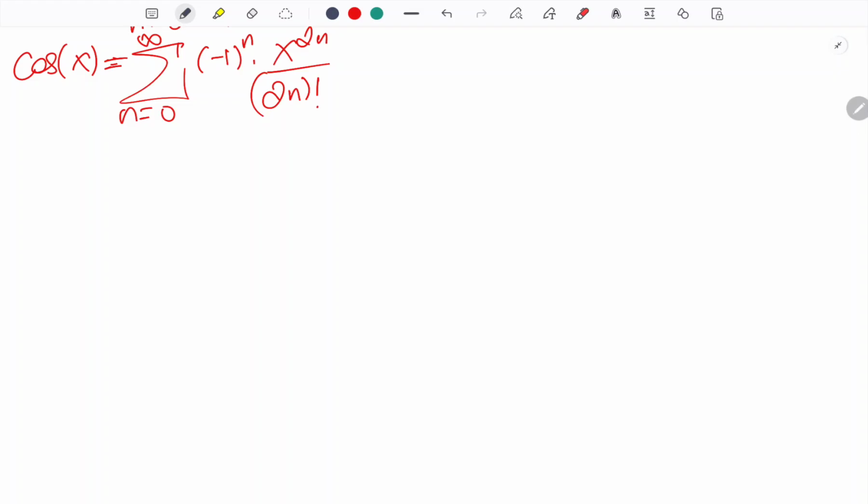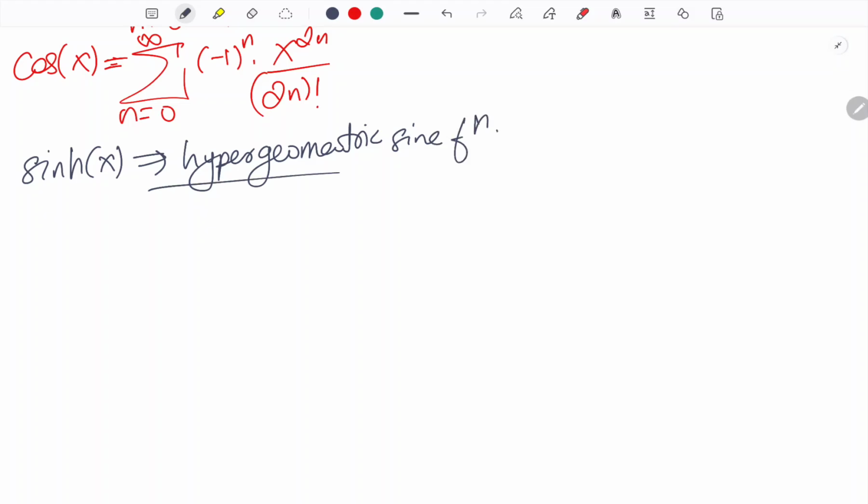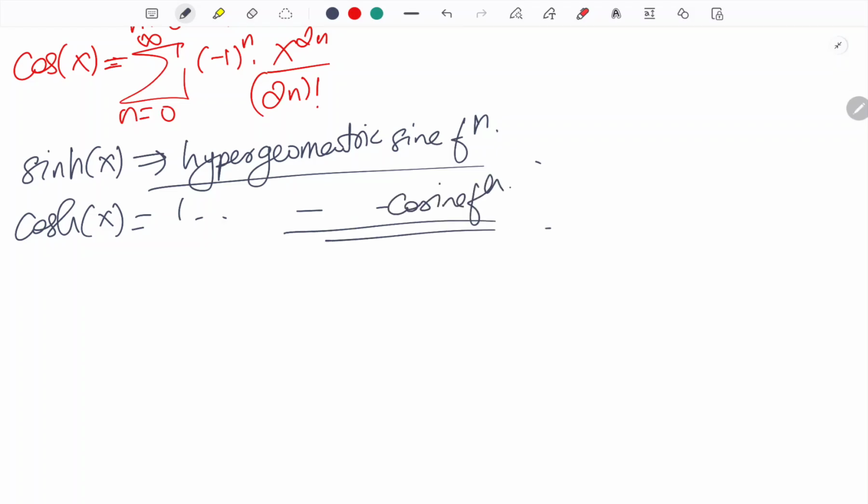Hypergeometric functions are like this. Sinh, well, it's our day-to-day language to say this, but this is the hyperbolic sine function, and the same goes for the hyperbolic cosine function. There are also infinite series of these two functions. I'll tell you about this.